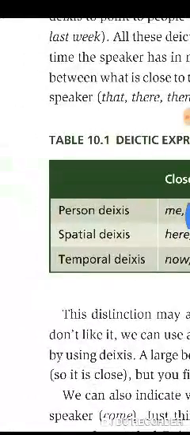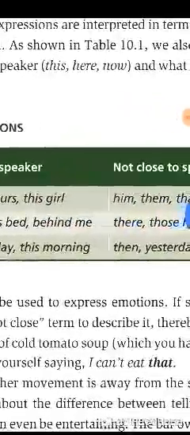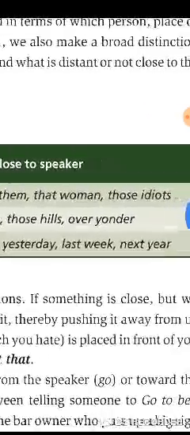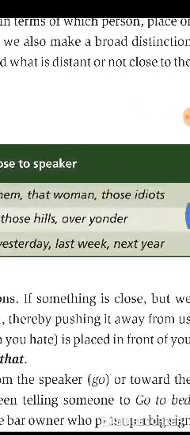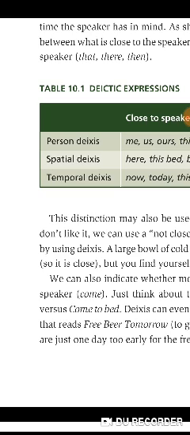The 3rd type is temporal deixis. Temporal means time deixis. Temporal is the adjective form of T-I-M-E, time. Time deixis, okay? Like what? Now, today, this morning, or not close to the speaker, then, yesterday, last week, next year. So these are, in fact, as you see, the pointing words.